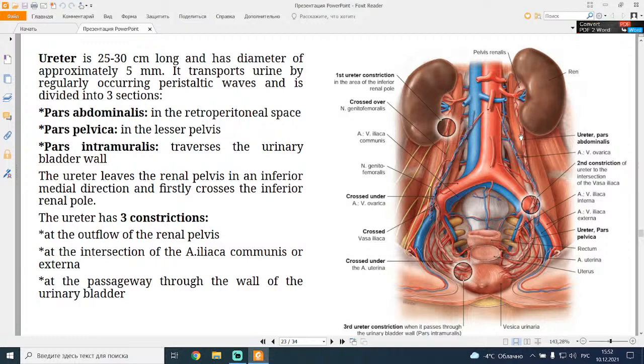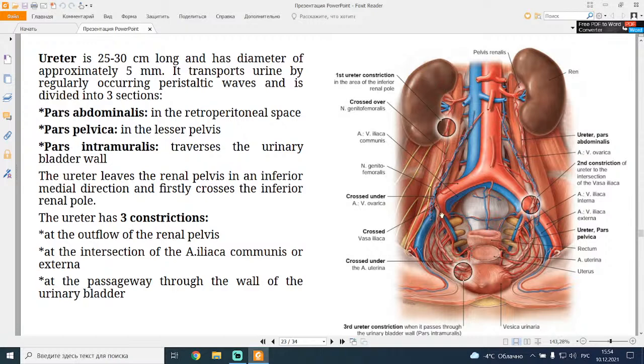The urethra has 3 constrictions. The first at the outlet of the renal pelvis, in the area of the inferior renal pole. The second constriction at the intersection of the arteria iliaca communis or externa. And next, at the passageway through the wall of the urinary bladder. This is the third urethra constriction, when it passes through the urinary bladder wall. This is pars intramuralis, located in the wall of the vesica urinaria.